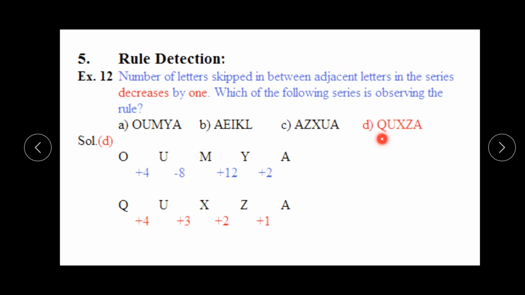Okay, the fourth option, Q U X Z A. We will check this. In this we can see that there are 4, there are 3, there are 2, and this is skipped by 1. It means we can clearly see that this series is skipped by decreasing 1. There are 4, then -1 3, then -1 2, and then -1 1. It means the fourth option is the correct option.